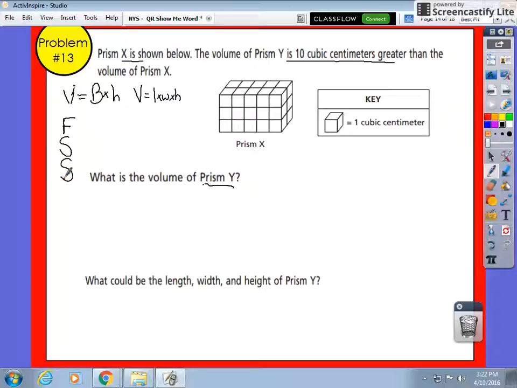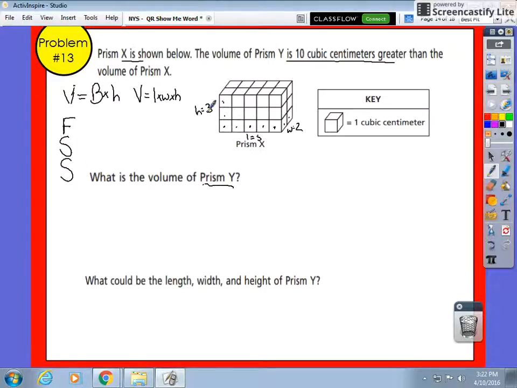So if I look at this, I can see that my length is 1, 2, 3, 4, 5. So my L is 5. I can see that my width is 1, 2. My width is 2. And my height is 3. 1, 2, 3. I have 3 layers.